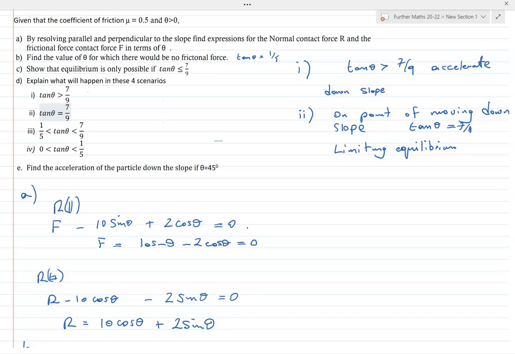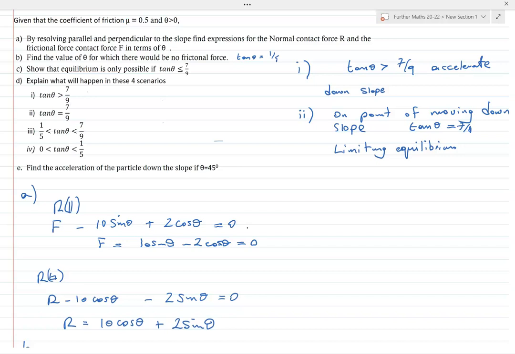It's never, in this scenario with these numbers, the 2 newtons, the 10 newtons, and mu equals 0.5, that limiting equilibrium happens where it's on the point of moving up the slope, because the 2 Newton force is just not enough on this rough surface. The 2 Newton force is not enough.